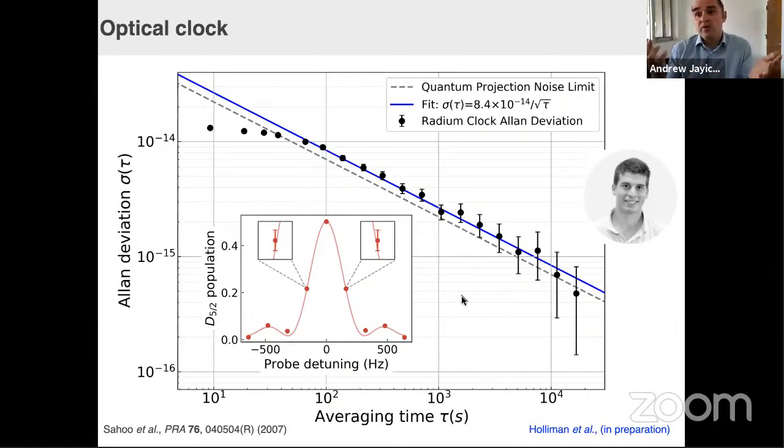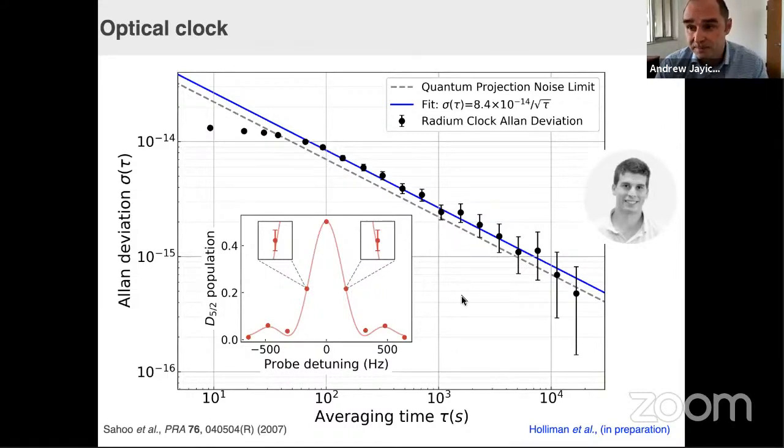Should say, why would you do this? Okay, why would you do this? The laser wavelengths are nice. The heavy mass reduces some of the key systematic uncertainties. So it reduces, for example, the second order Doppler effect, right? Which can limit some clocks. So that's kind of nice.